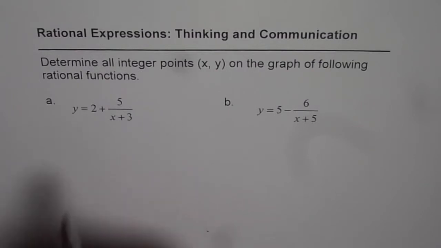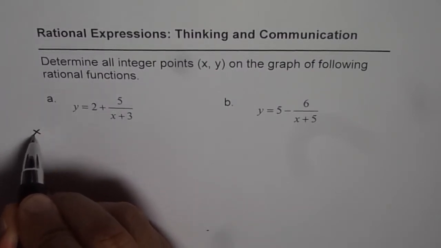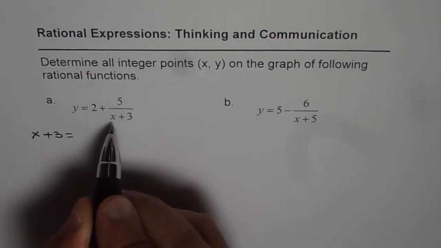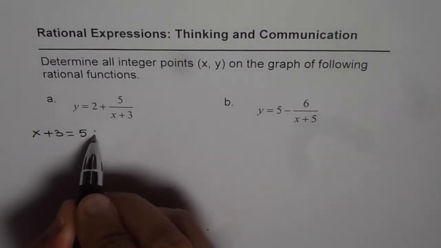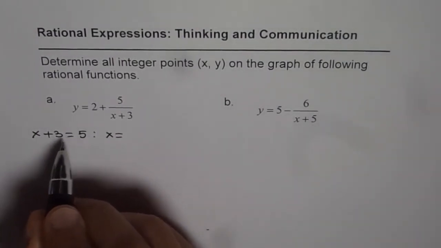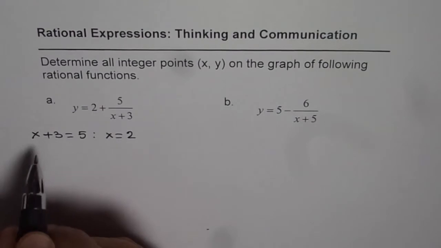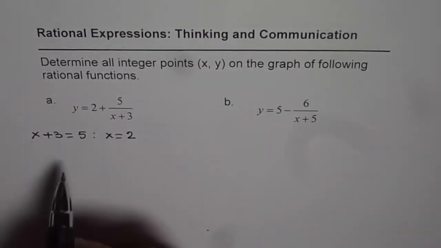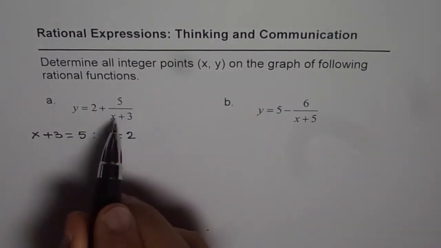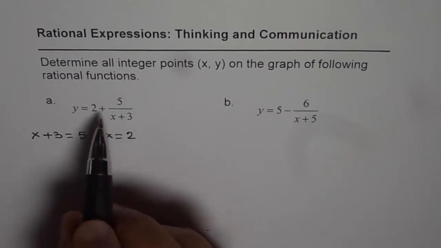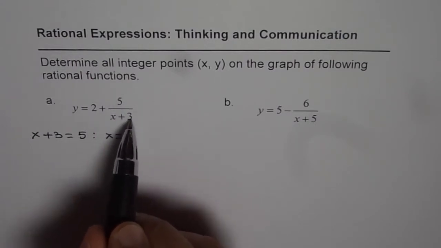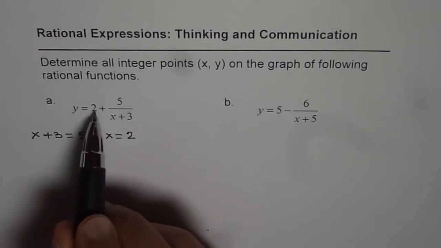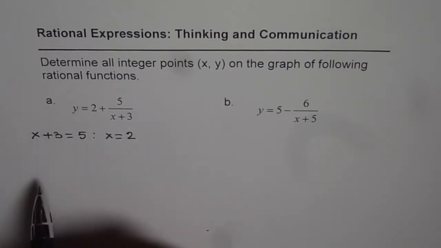So let's start one by one. We'll find the value of x which will make x plus 3 equal to 5. So x equals 5 minus 3, which is 2, right? If I write 2 for x, I get 5 for x plus 3. Now if x is 2, then what is y? If I write 2 here, then 5 divided by 2 plus 3 is 1. 1 plus 2 is 3. So y is 3, correct?